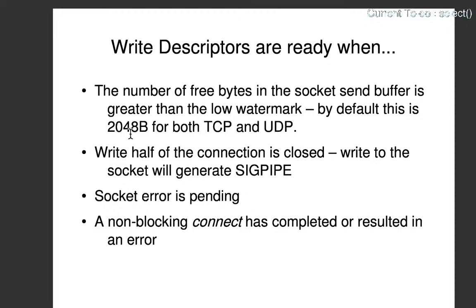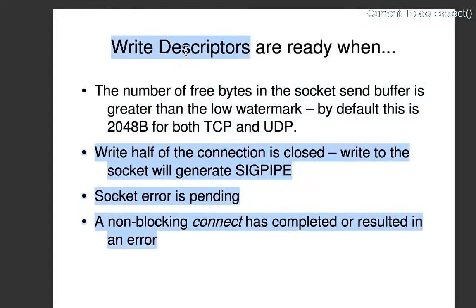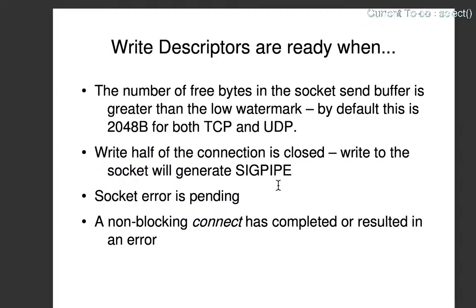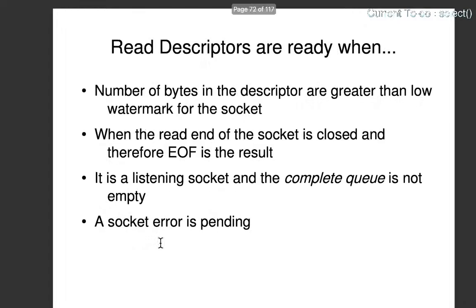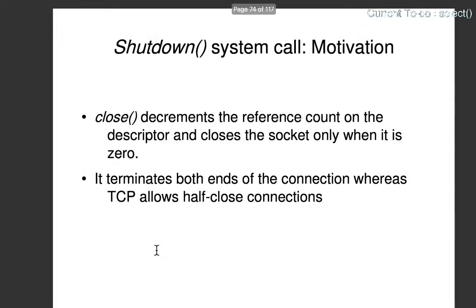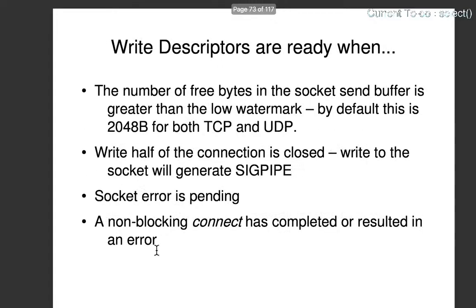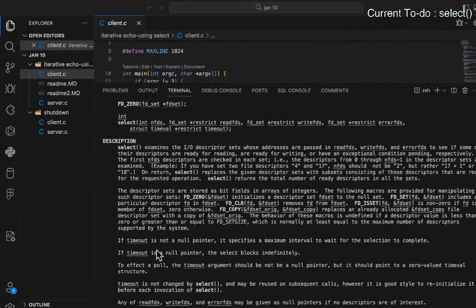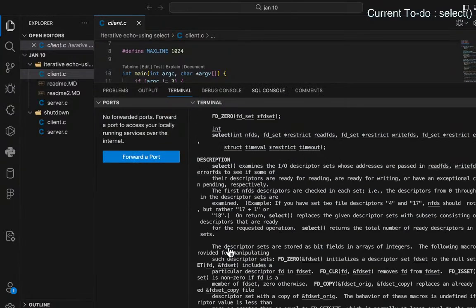Write descriptors are ready when the number of free bytes in the socket send buffer is greater than the low watermark. By default, this is 2048 bytes for TCP and UDP. If the write end of the connection is closed, a write to the socket will generate a SIGPIPE. Or a socket error is pending. I think this is more of the theory part, and I don't think it's required as of now. But we'll read this when we do the theory part of network programming later in one of the streams. I think that's all for select. Now let's implement the iterative echo client.